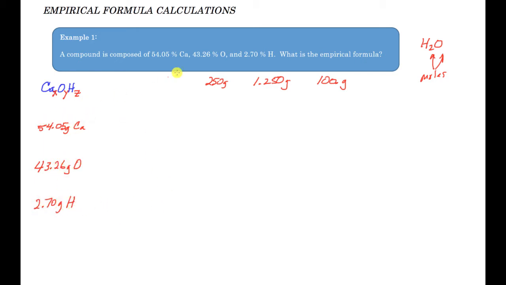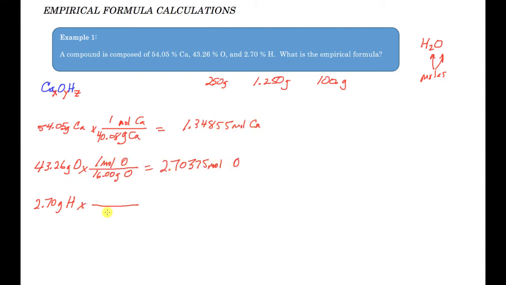Okay, so now that I've converted my percentages into masses, don't forget the goal is to find the moles of each of the substances in the compound. So I'm going to do stoichiometry like we did before, or actually I should say mole conversions, of grams of calcium to moles of calcium. Okay, so what I did was I calculated all those moles: moles of calcium, moles of oxygen, moles of hydrogen.